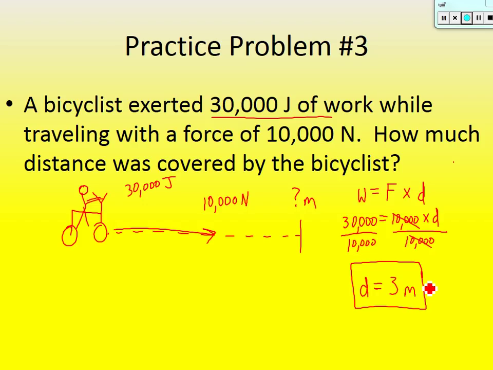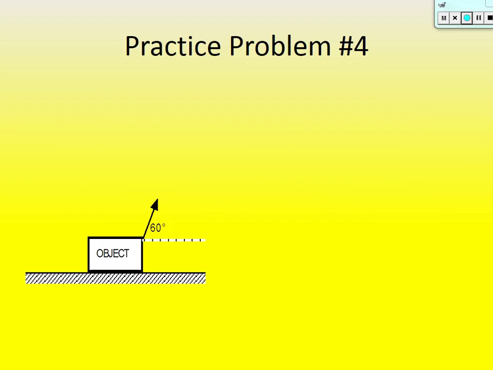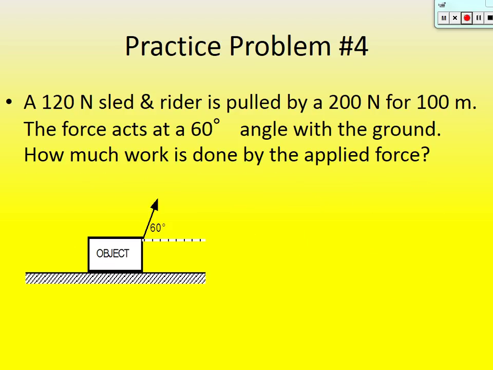All right, let's go to practice problem number 4. This one's a little bit different, so I'd like to go through this one with you. It says a 120 Newton sled and rider is pulled by a 200 Newton force for 100 meters. The force acts at a 60-degree angle with the ground. How much work is done by the applied force?